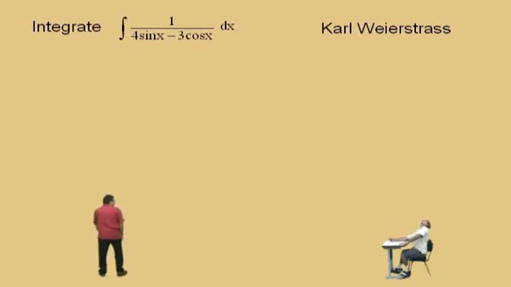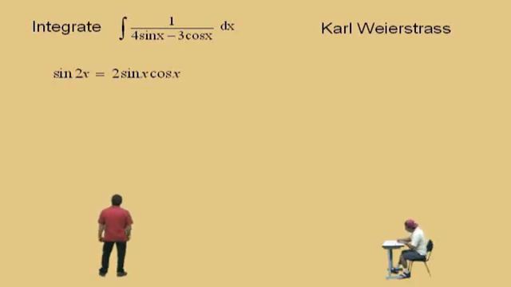So here we go, Charlie. First of all, let's do a little bit of trig right now. Sine of 2x is equal to what, Charlie? 2 sine x cosine x. So what we're going to do is develop a substitution for that sine x up there in the denominator of our fraction.